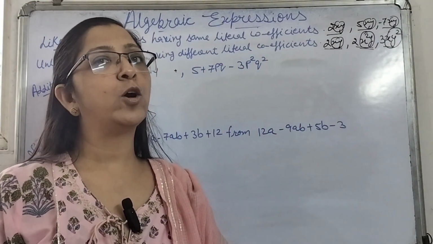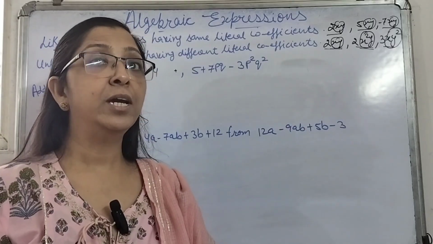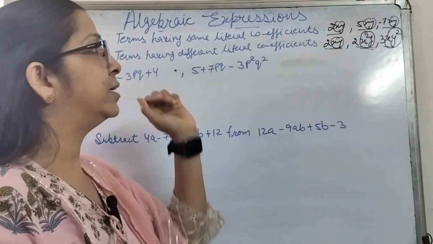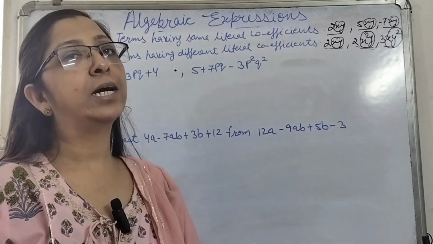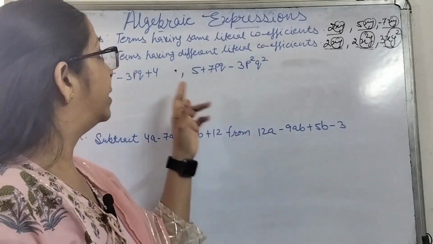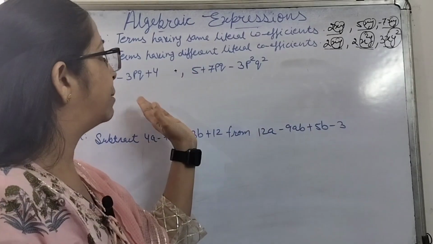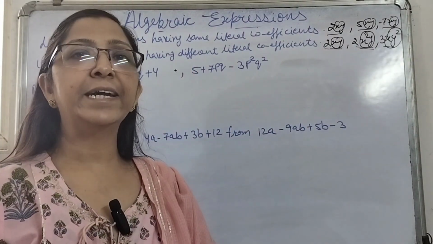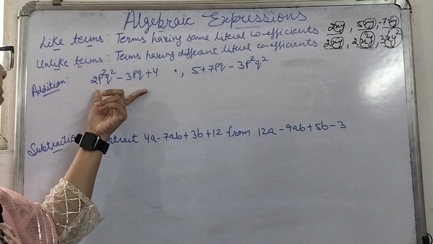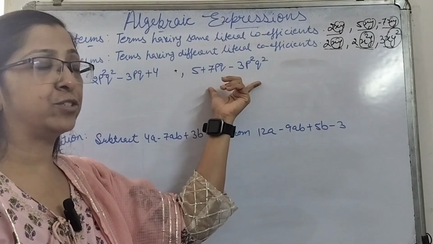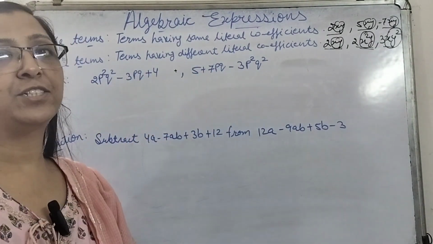Whenever we are adding or subtracting algebraic expressions, it is always done only on the like terms. We cannot combine unlike terms. For combining terms, it is compulsory that the terms should be like terms only. Take an example, suppose we have to add this algebraic expression and this algebraic expression. We need to add these two algebraic expressions.